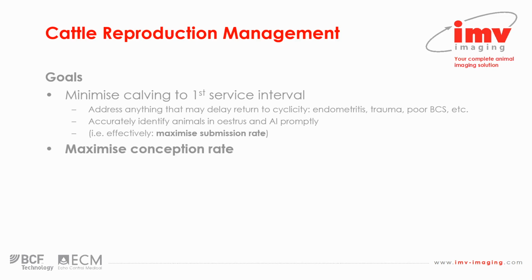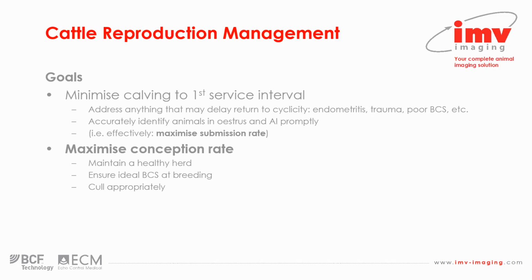The other thing we want to do then is to maximise the conception rate. And probably the key to that is going to be maintaining a healthy herd. Part of that is ensuring an ideal body condition score at breeding, and that's going to entail ensuring the body condition score doesn't drop off too much in that period immediately after calving.